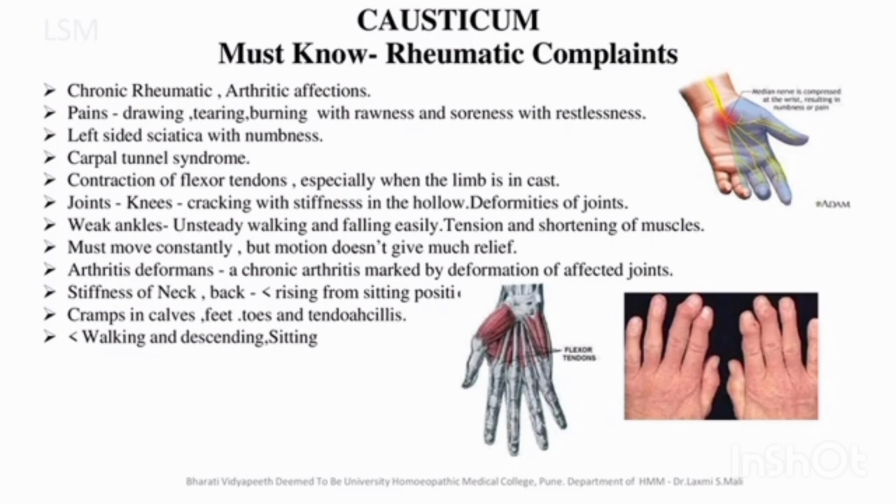It is also seen in weak ankles where there is unsteady walking and falling easily. This results from tension and shortening of muscles. In the arthritic complaints, they must move constantly, but motion doesn't give much relief. There is also stiffness of neck and back seen in Causticum, which is aggravated on rising from sitting position. There are cramps in calves, feet, toes, and tendo Achilles. The complaints are aggravated by walking, descending, and on sitting for a long time.